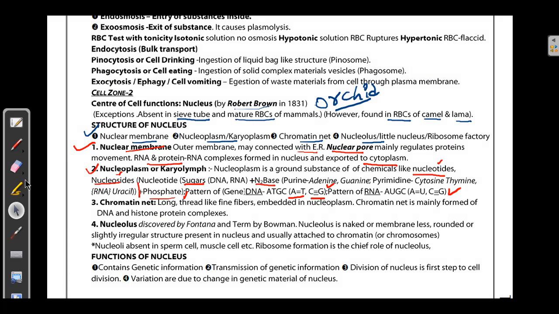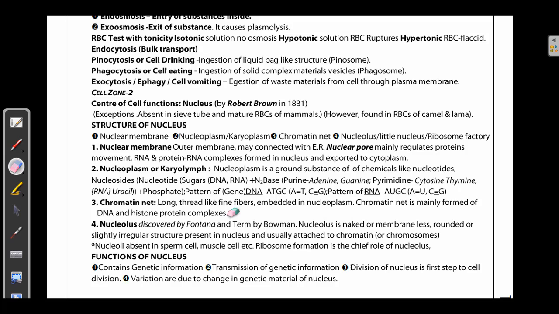So that was about DNA and its structure. Next we learn about the chromatin net. Sometimes you can see the same thing being considered as the chromosome. Chromatin is nothing but long thread-like fibers found in the nucleoplasm, mainly formed of DNA and histone proteins. DNA you know already, and histone refers to the specific protein that packs the chromatin net. You can't expect the DNA to roam in the nucleoplasm so easily. It should be packed in a proper way so that it will be safe in the rest period.